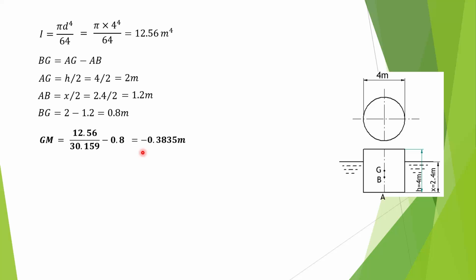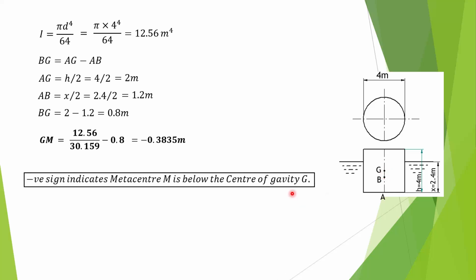minus 0.3835 meters. The negative sign indicates that the metacentric height, or the metacenter M, will be below the center of gravity G. So if the metacenter is below the center of gravity G, then the body will be in unstable equilibrium.